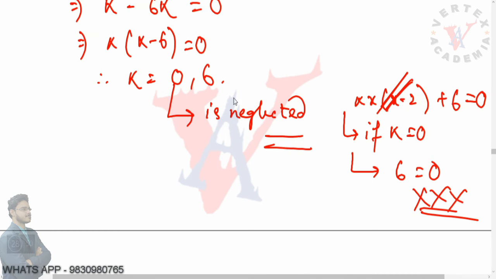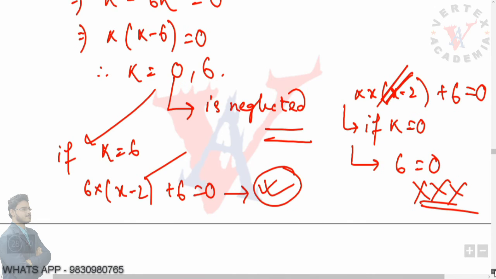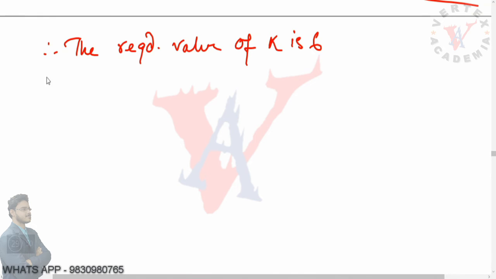But if we put k equals 6, then it is 6x into x minus 2 plus 6 equals 0. If you expand this and try to solve it, it will be a quadratic equation with equal roots. So what is the final answer? Here 0 is neglected. Therefore the required value of k is 6, right?